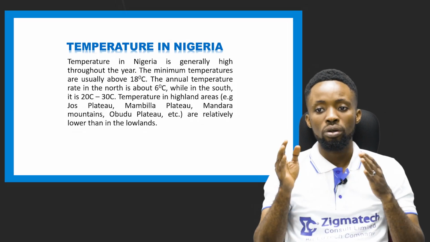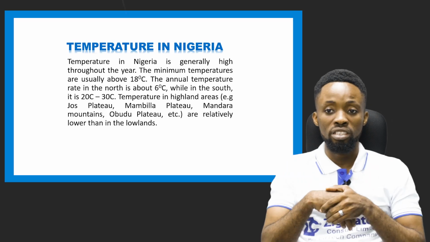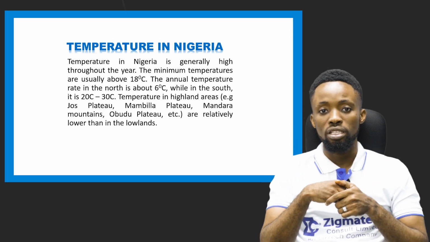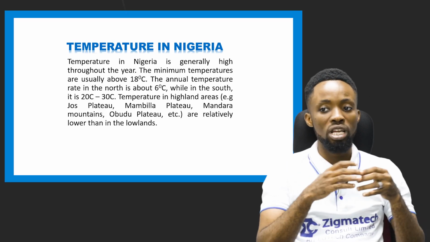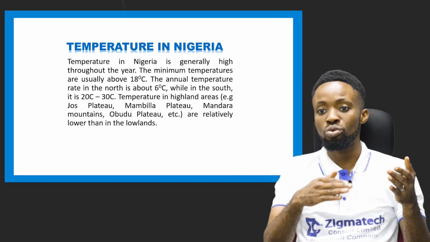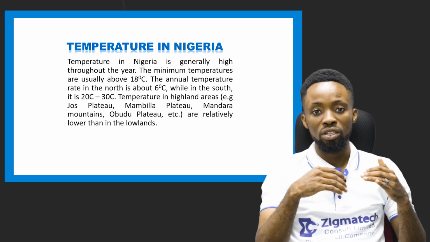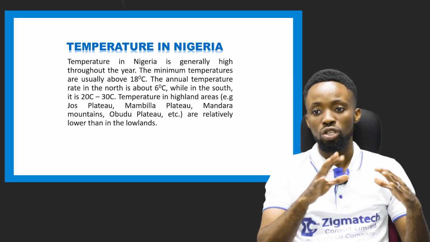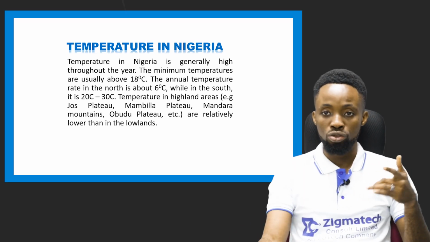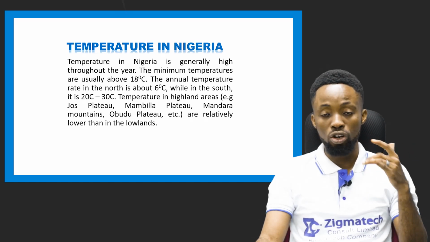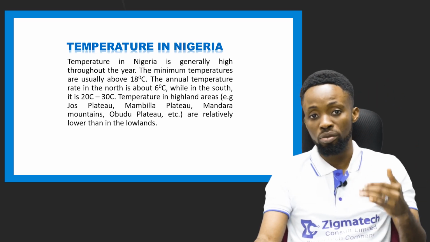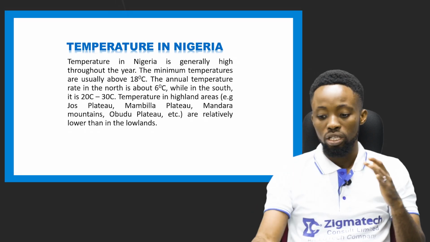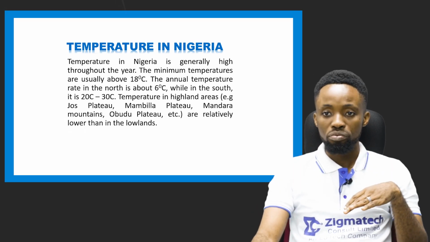Examples of places like this in Nigeria are the Jos Plateau, the Shebshi Mountains, the Mambila Plateau, the Mandara Mountains, the Obudu Plateau, and the Western Highland area. In some of these places, the temperature is usually lower compared to the northern part of Nigeria and the southern part of Nigeria, where you have highlands and lowlands.